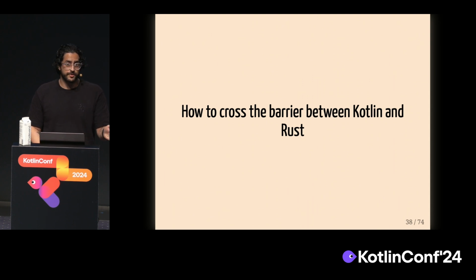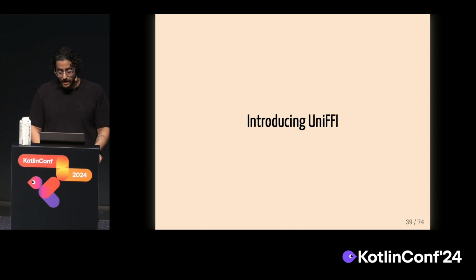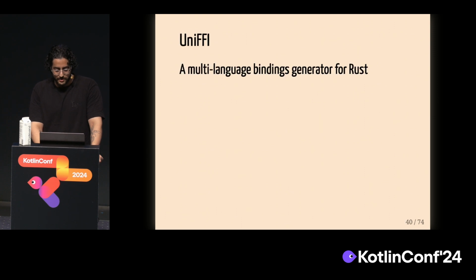So how do you do it at Mozilla? We started handwriting at first. Again, didn't work out. So we wrote a tool called Unify. And what Unify is, it's a multi-language binding generator for Rust. Bindings is really the code that calls, think of it as a part of your FFI. That C part of your FFI is another name for that.